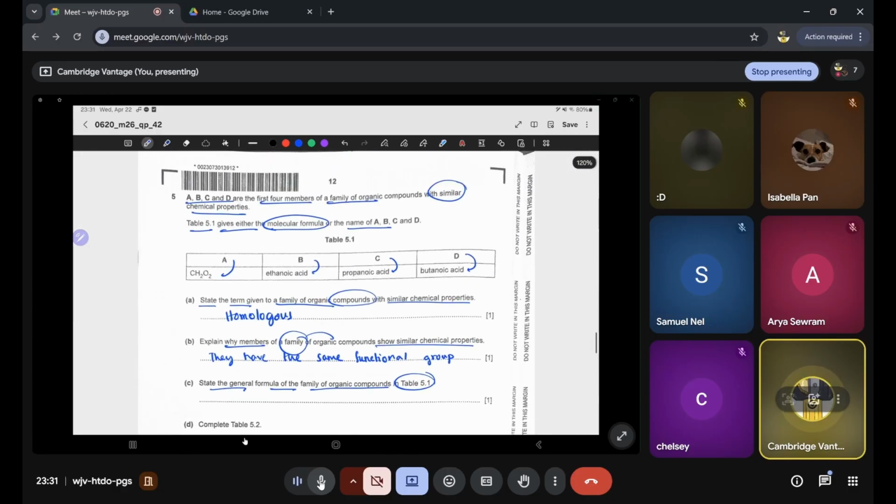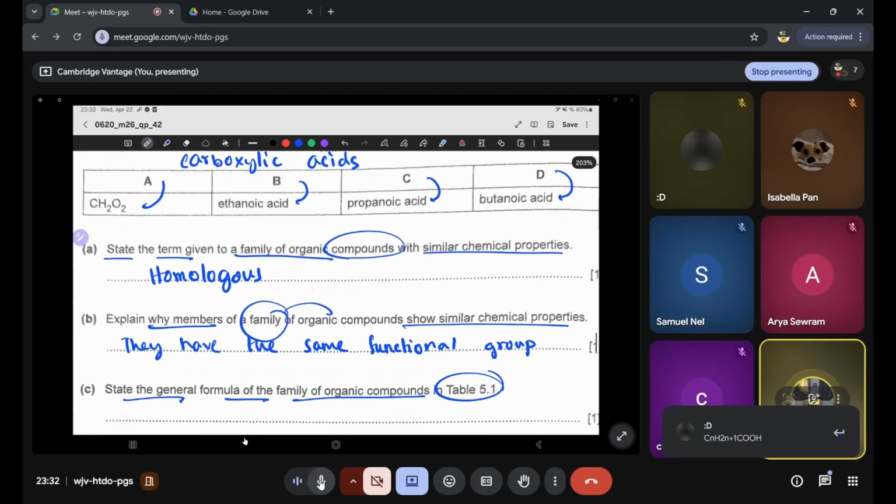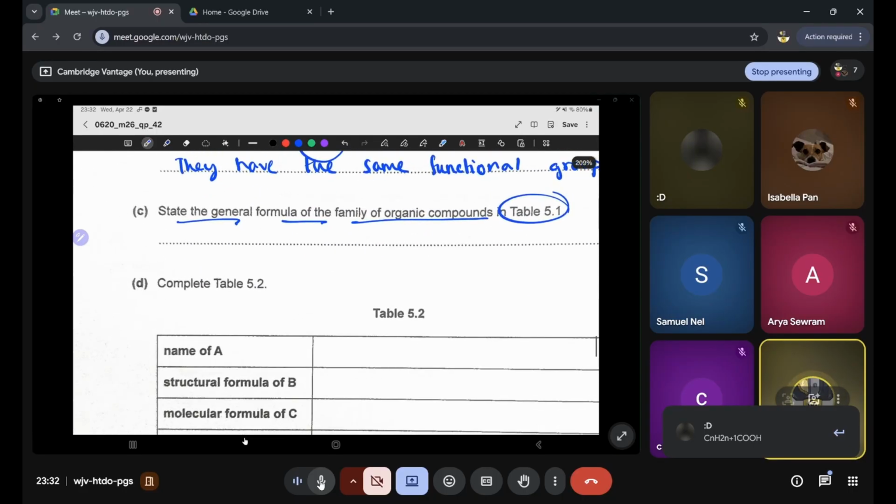So what are the compounds in table 5.1? All of them are carboxylic acids. So all you have to do is write down the general formula of carboxylic acids. Can all of you try to write it down in the chat box? General formula of carboxylic acids? CnH2n+1COOH. Yes, you are correct. CnH2n+1COOH. So this is for carboxylic acids.